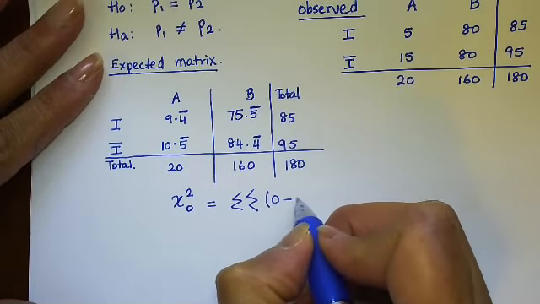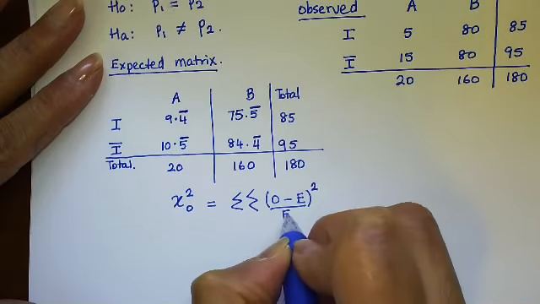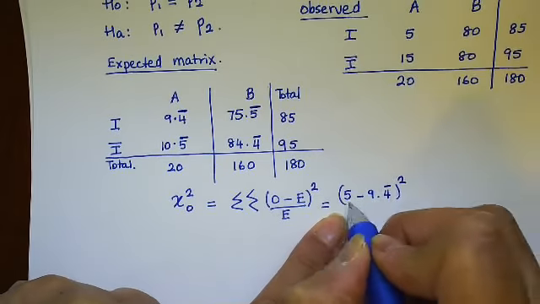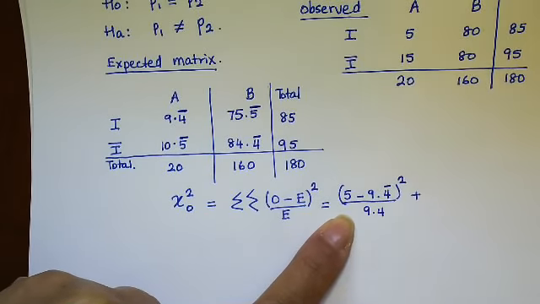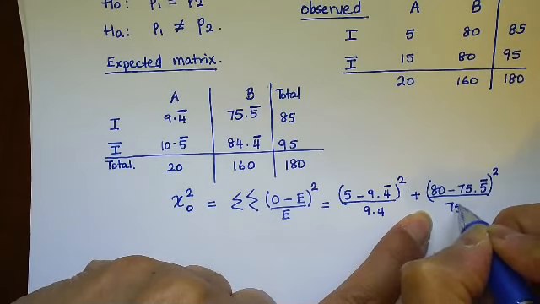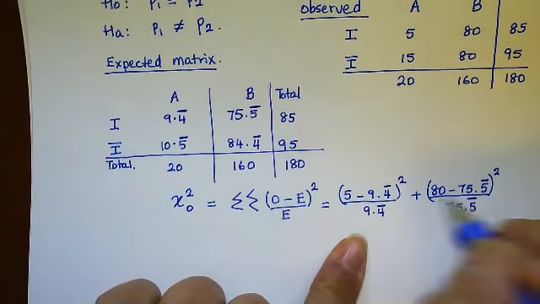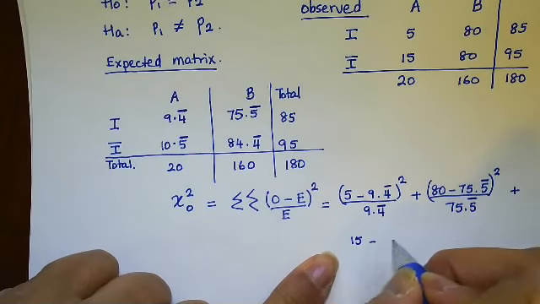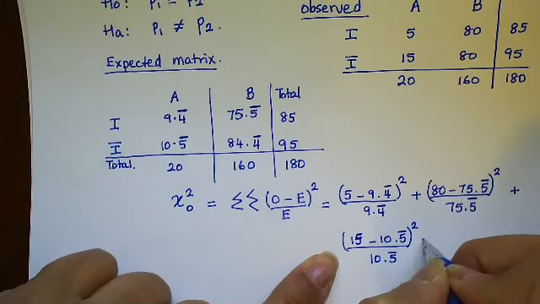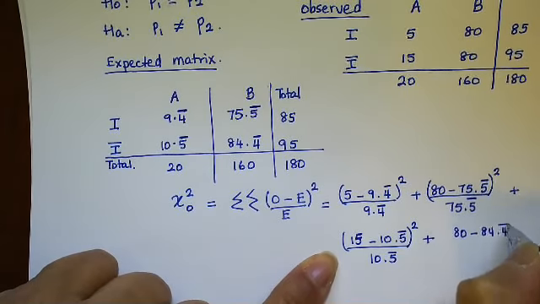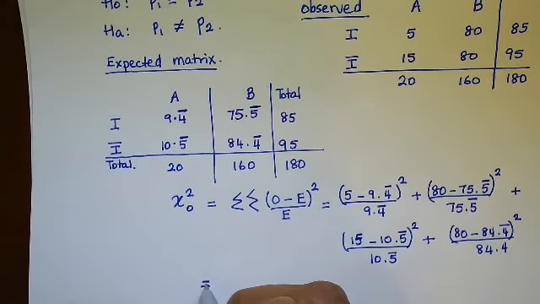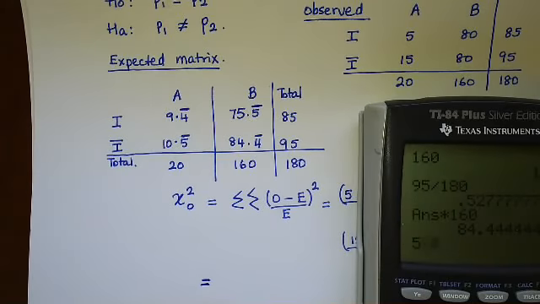So the chi-square test statistic is equal to the summation over all cells of observed minus expected, squared, over expected. So that gives me 5 minus 9.4 repeating squared over 9.4, plus 80 minus 75.5 repeating squared over 75.5 repeating, plus 15 minus 10.5 repeating squared over 10.5 repeating, plus 80 minus 84.4 repeating squared over 84.4. Let's add up all this mess and see what we get.